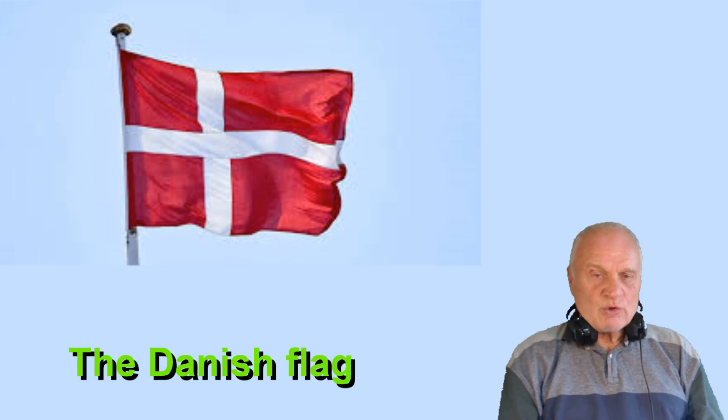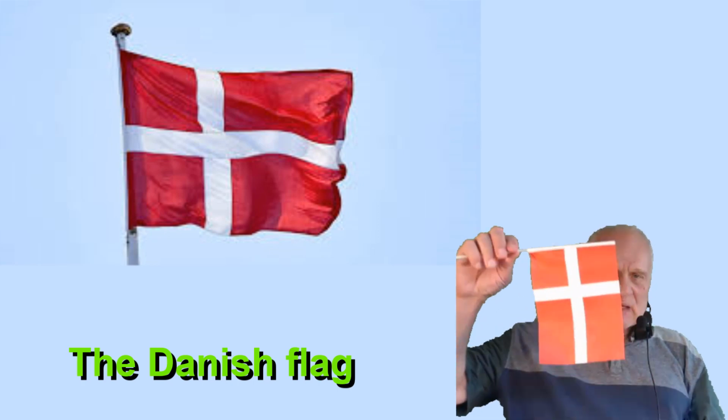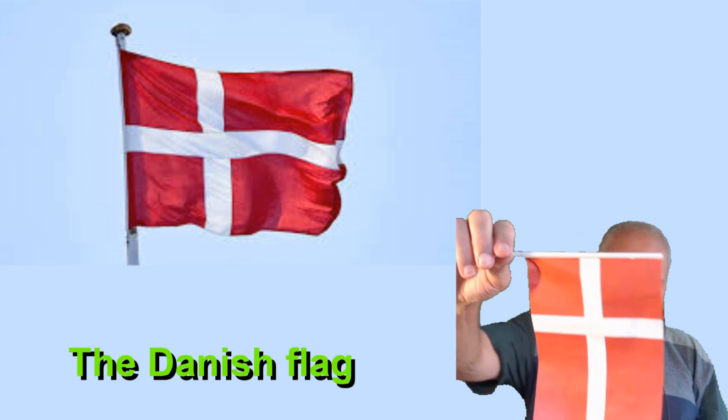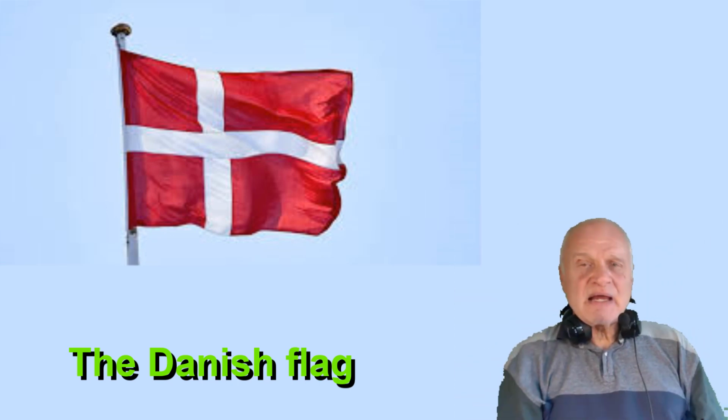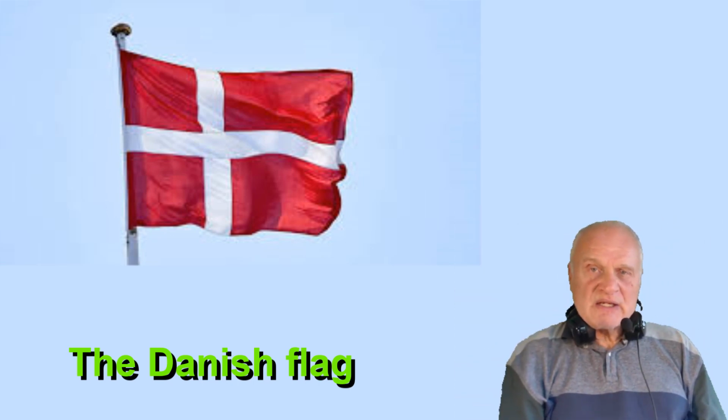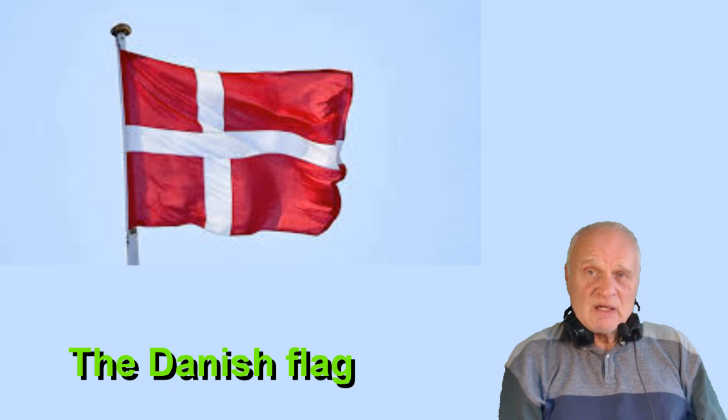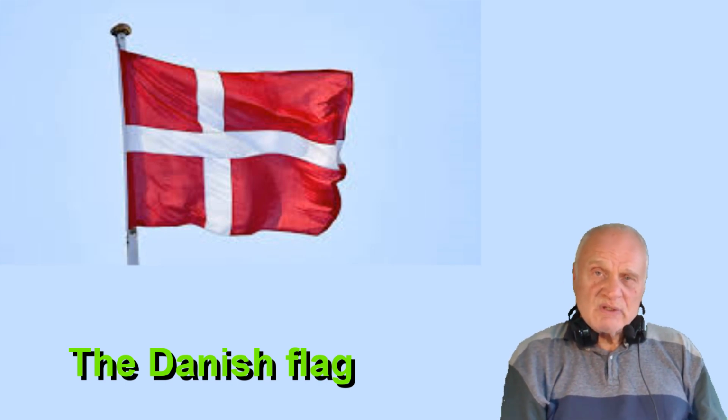Let me start with showing you the Danish flag. It looks like this. We got this flag in 1219, when the Danish king Valdemar Sejr was on a crusade in accordance with the orders of the Pope in Rome. He tried to conquer the heathens in what is nowadays called Estonia.